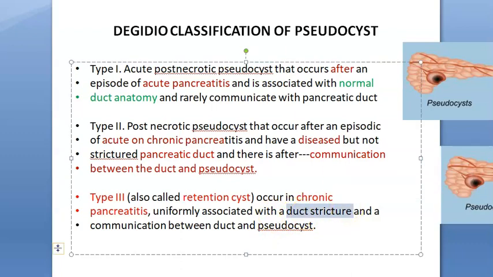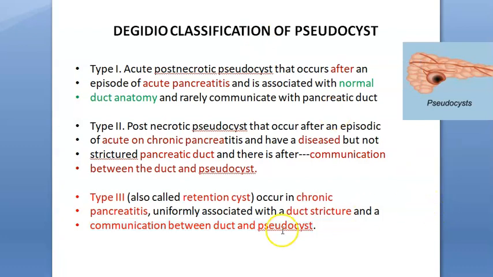Here there is duct stricture, and communication between the duct and the pseudocyst. The duct is affected, the pancreatic duct has some problem, and it communicates. So what are the three types of pseudocyst of pancreas? Type 1, type 2, type 3. Type 1 means things are still good after acute pancreatitis, the ducts are good and nobody has any communication with each other, they all are living their own lives.